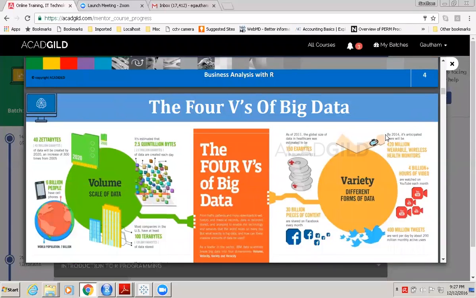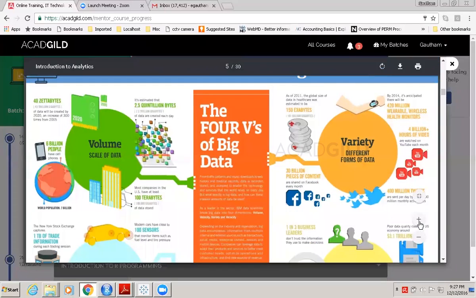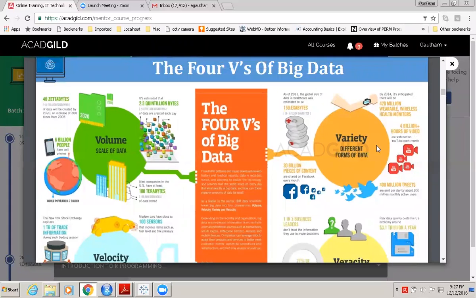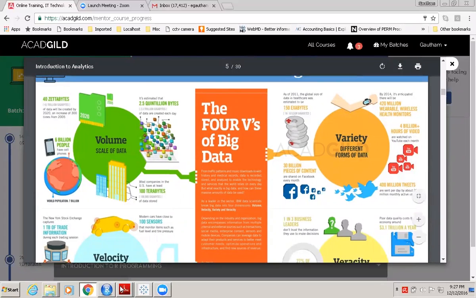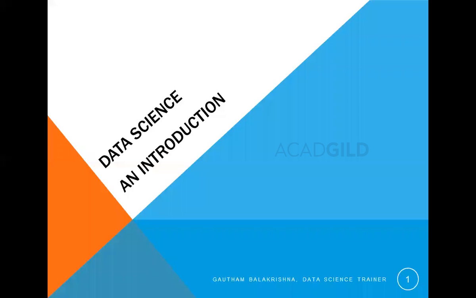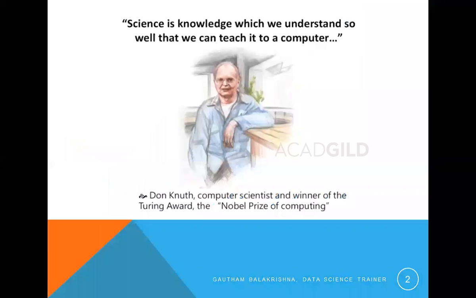So here they have discussed the four V's of big data. So basically, the 4 V's of big data, or data science domain, are volume, velocity, variety, and veracity. So just to give you a much better understanding, I have some slides which I would like to share. I would like to show to you guys on the screen. So as part of my introduction to data science section, in this section, I would like to cover the 4 V's.